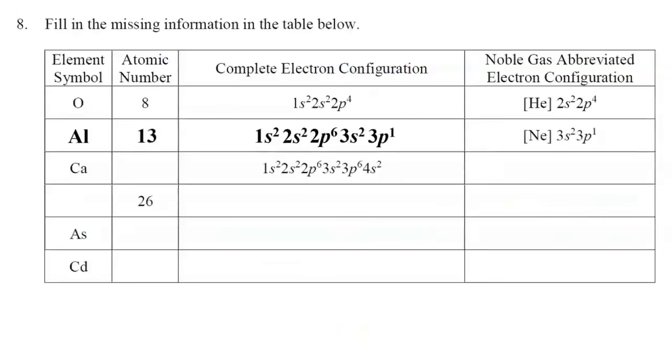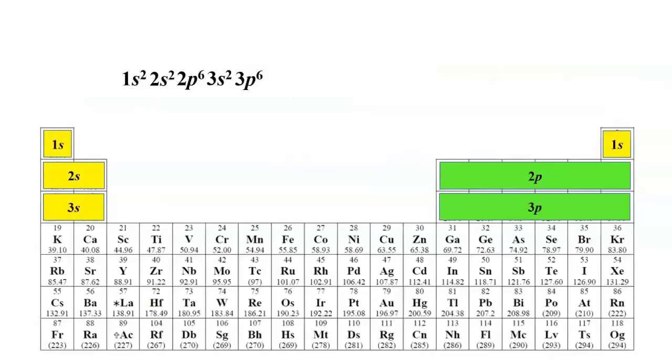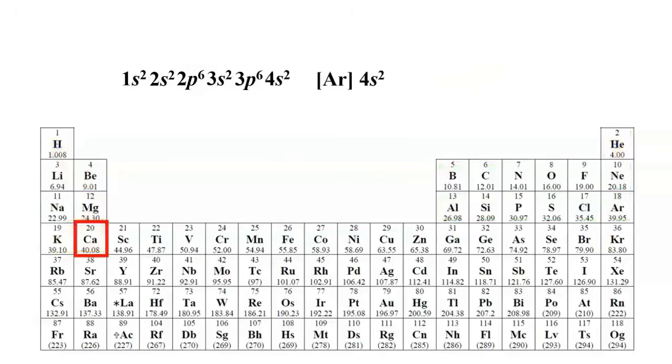All right, moving on to calcium. We know the symbol, we know the complete electron configuration. So the atomic number of calcium happens to be 20. And if we go beyond 3p6, we go to the fourth period, that would be 4s2. So there's calcium with its complete electron configuration, 1s2, 2s2, 2p6, 3s2, 3p6, 4s2. We put argon, the noble gas argon, in brackets, and then followed by the outer shell, 4s2.